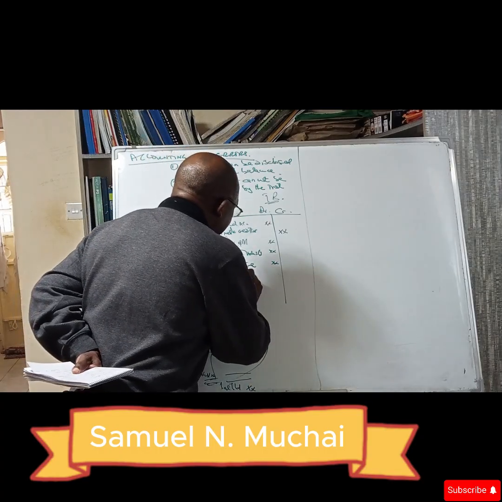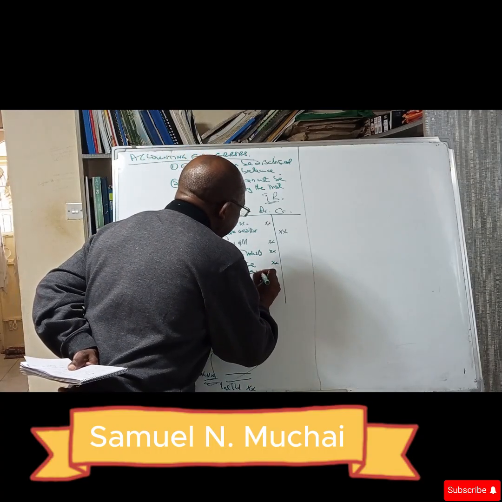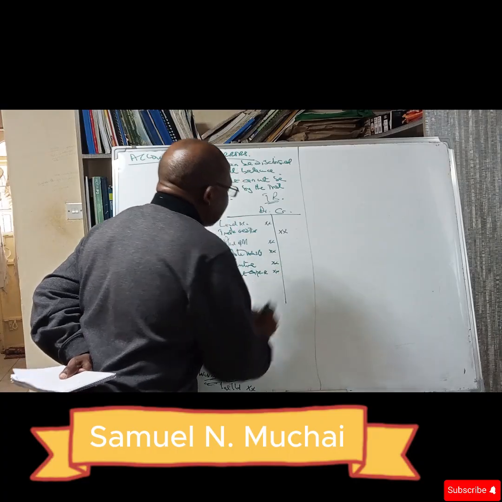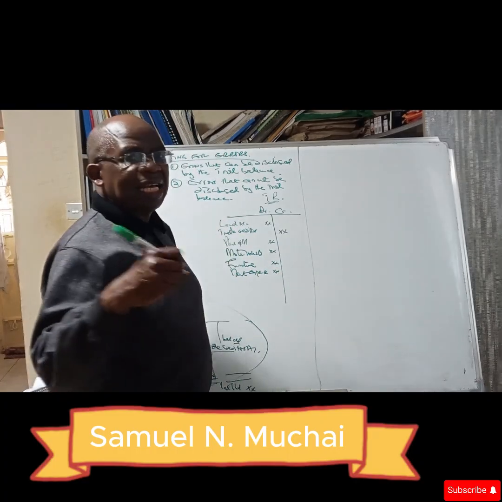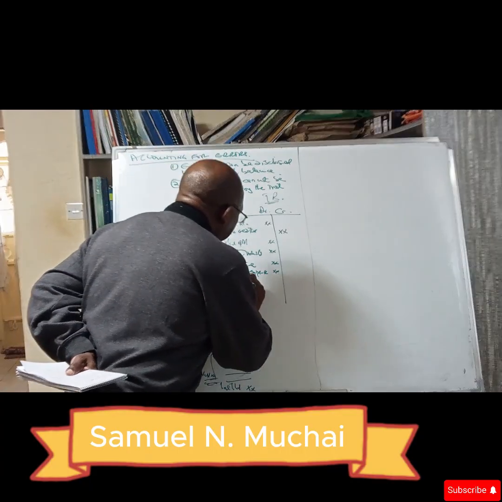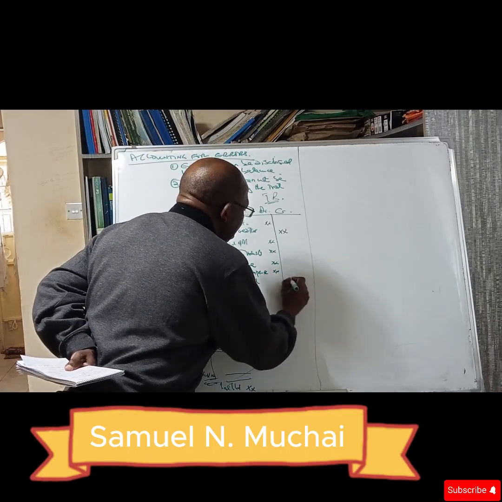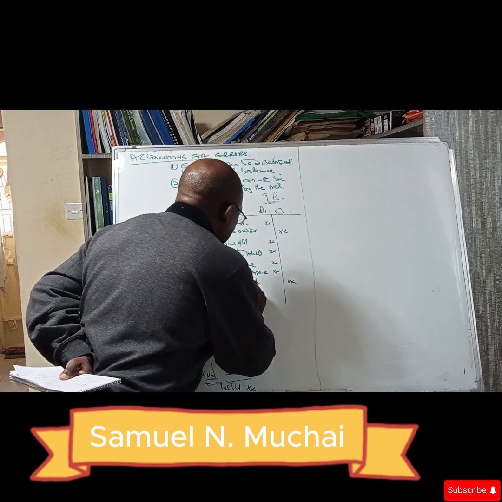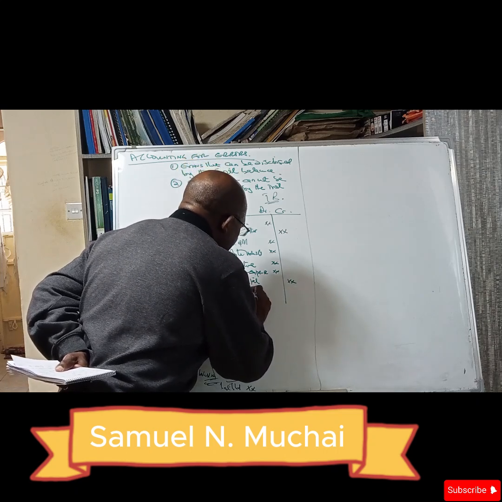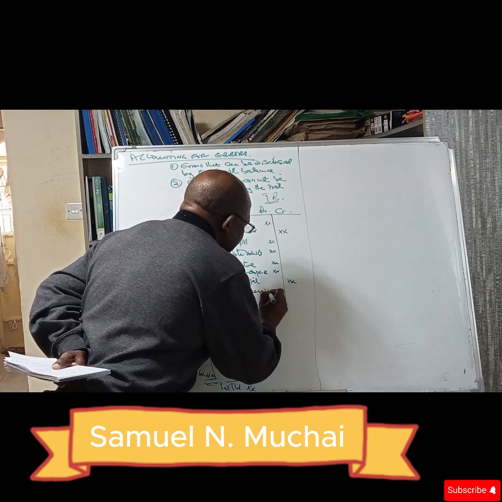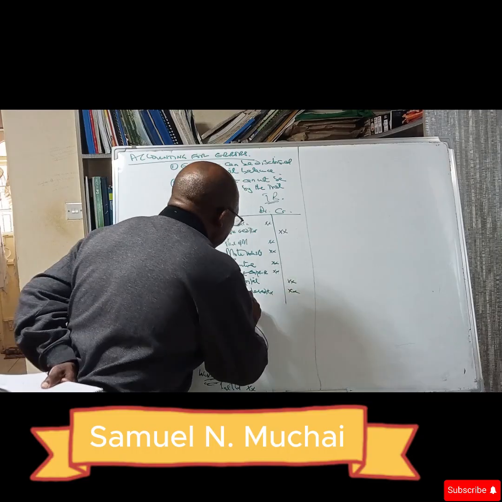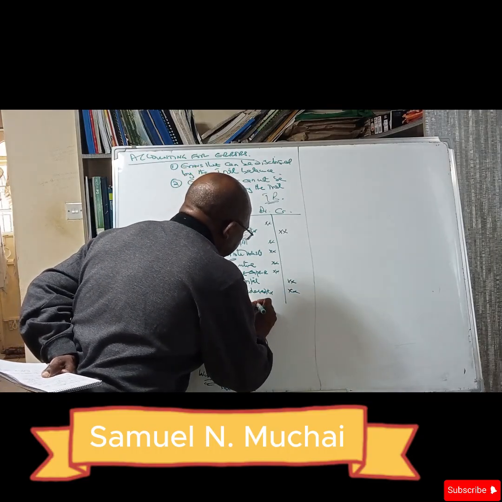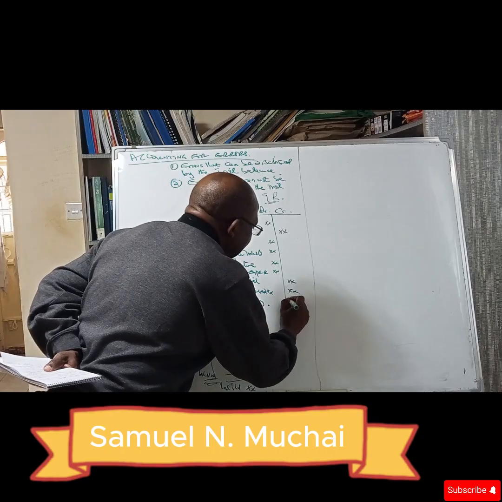Expenses, like rent expense, have a debit balance. But all liabilities and capital have credit balances. Capital has a credit balance. Trade creditors have a credit balance. Bank overdraft has a credit balance.